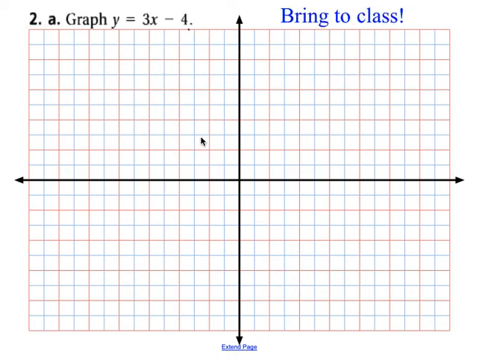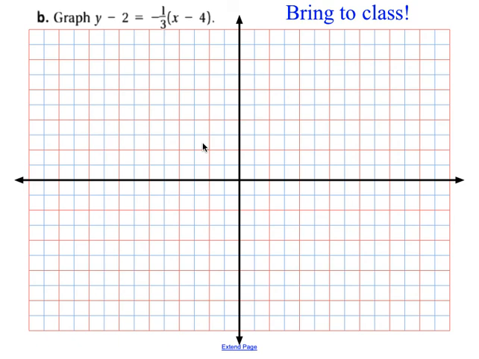Here are a couple for you to try and bring to class. Both this slide and the next slide. This one is in slope-intercept form, so you're going to start with your y-intercept and then use your slope. The last slide is in point slope form, so you have the slope and you have a single point, and you'll start with the point that's on the line and use your slope to find another point.